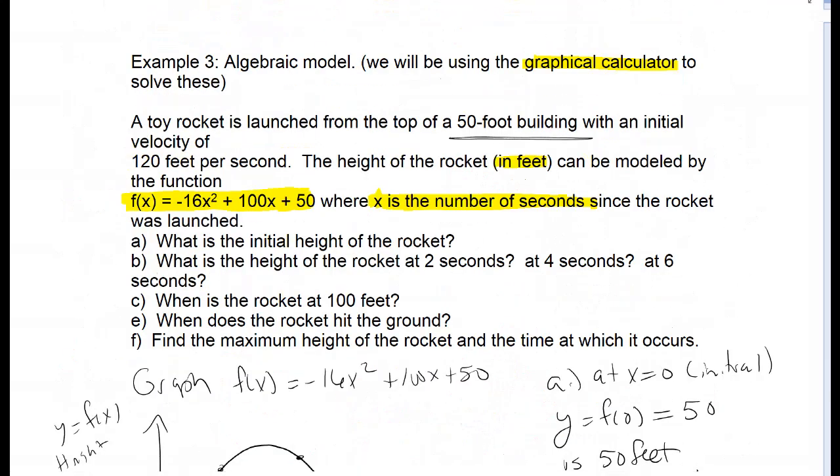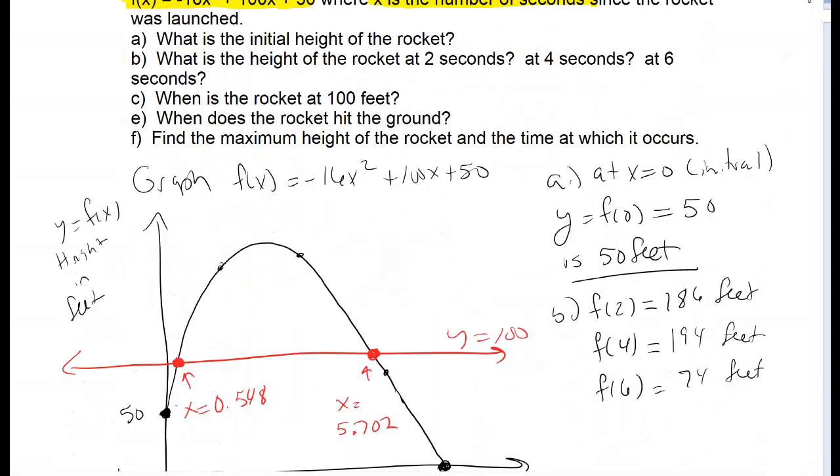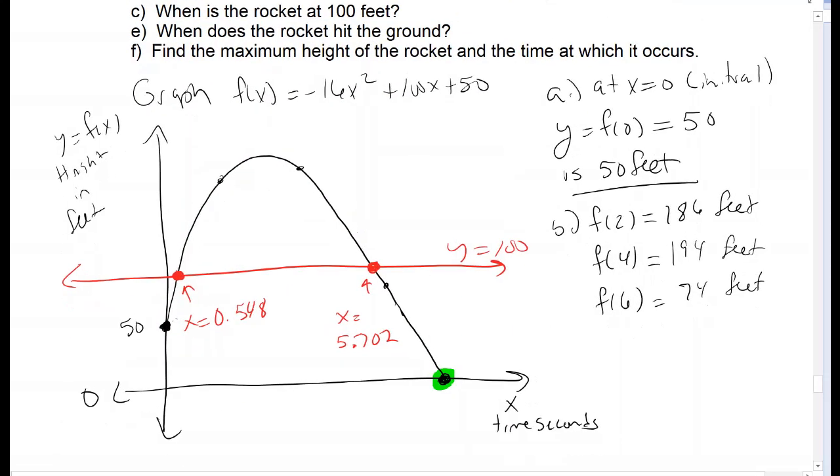When does the rocket hit the ground? Alright, so the rocket shoots up. We start on a building, so it starts at 50 feet above the ground. It shoots up, reaches a maximum, which is going to be the last question, and then comes back down. And at this moment is where it's back on the earth, right? It's coming back down at a height of 0.